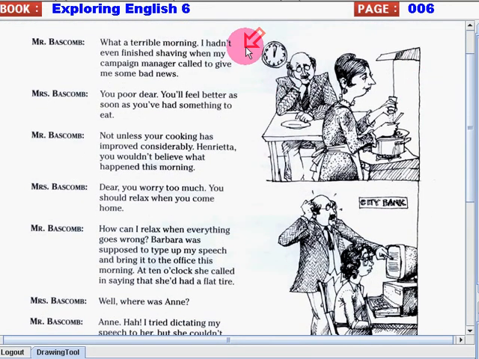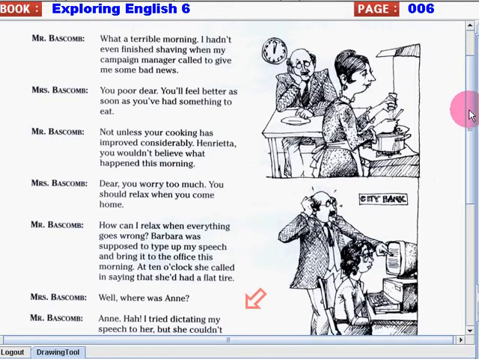What a terrible morning. I hadn't even finished shaving when my campaign manager called to give me some bad news. You poor dear, you'll feel better as soon as you've had something to eat. Not unless your cooking has improved considerably. Henrietta, you wouldn't believe what happened this morning. Dear, you worry too much. You should relax when you come home. How can I relax when everything goes wrong? Barbara was supposed to type up my speech and bring it to the office this morning. At 10 o'clock she called in saying that she had had a flat tire.